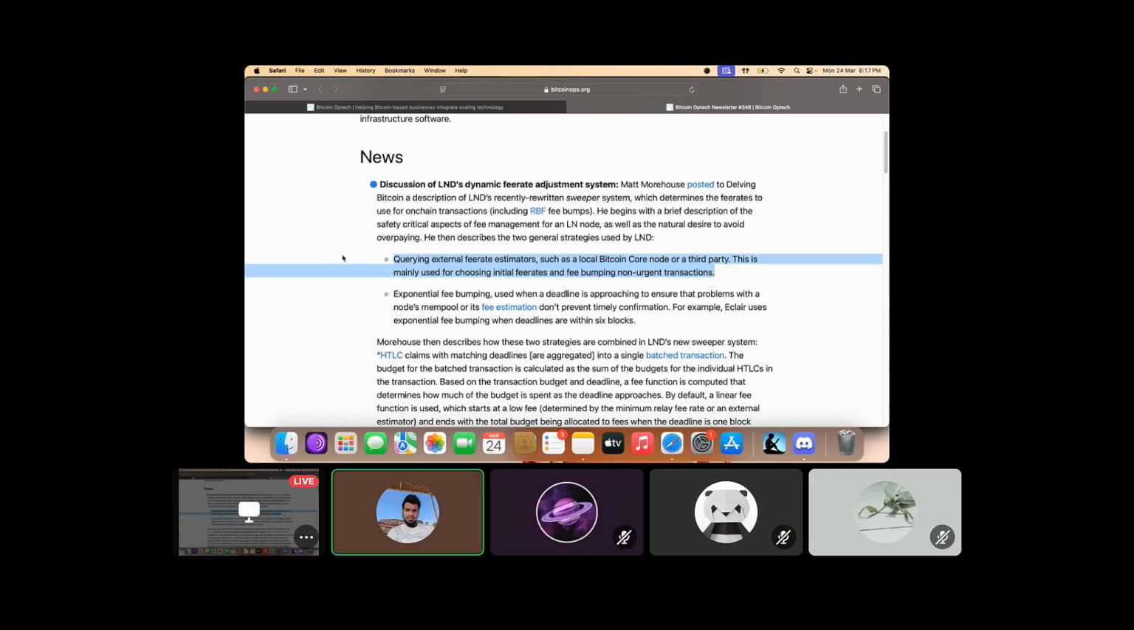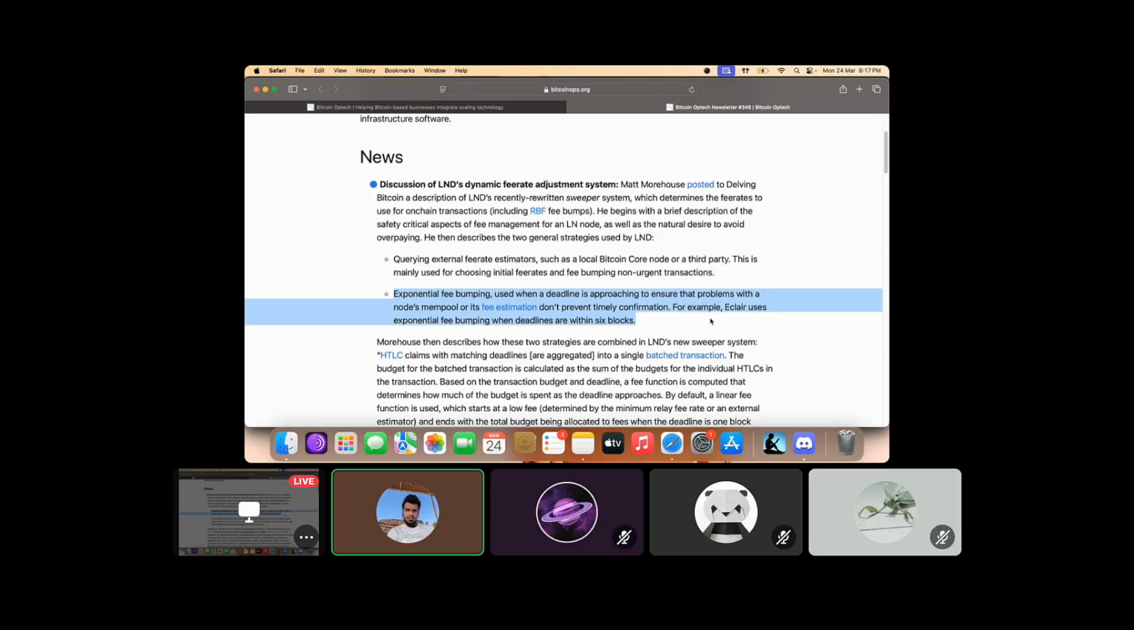The second is exponential fee bumping, which is used when a deadline is approaching, to ensure that problems with the node's mempool or its fee estimation don't prevent timely confirmation. For example, Eclair uses exponential fee bumping when deadlines are within 6 blocks. Now, different Bitcoin clients might have different mechanisms and algorithms to calculate their fee. Likewise, different mempool explorers might use different algorithms to calculate the mining fee. Some of them might not be very accurate.